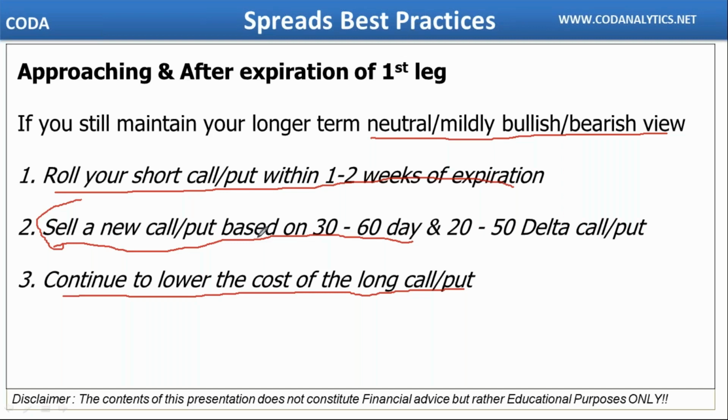Sell a new call based on 30 to 60, and it has to be 20 to 50 delta. So you see what I'm talking about. Eventually, maybe sometimes you may not see it that way, but in essence you are trying to own that particular stock. But as you own it, if you get assigned that stock, you won't worry, because after all you're looking at owning it.